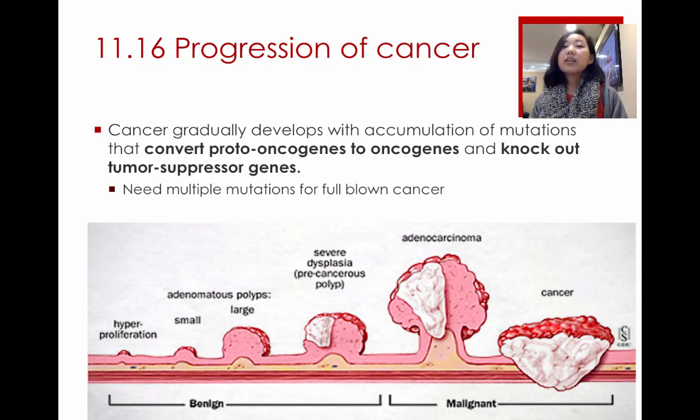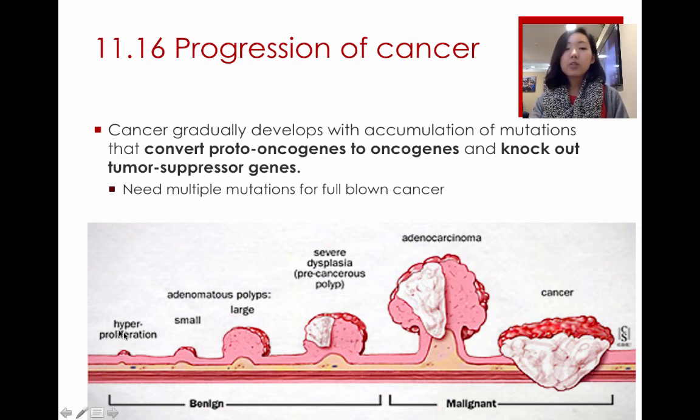And the important note here is that cancer is progressive, and so you generally need an accumulation of multiple mutations that, one, convert proto-oncogenes to oncogenes, and also knock out the tumor suppressor genes. And then the more of these mutations you have, where you have oncogenes and mutated tumor suppressor genes, that will eventually lead to full-blown cancer. And so this is why usually people don't develop cancer until later in life. They need a lot of these mutations to accumulate over the course of their lifetime.